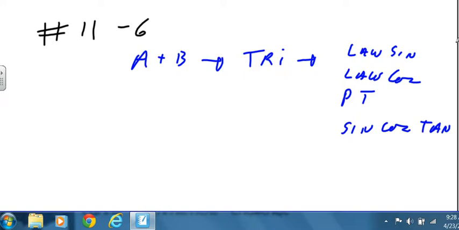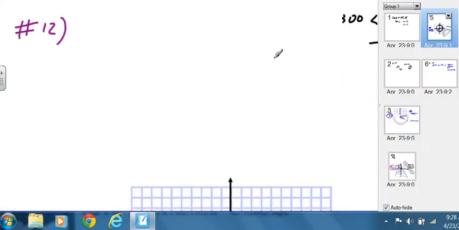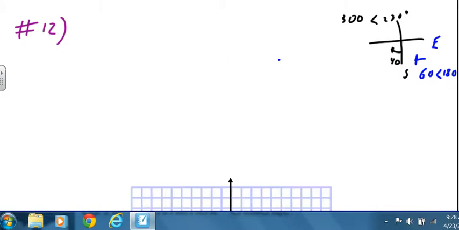So let's move back for a moment to look at the last graphing problem. The last graphing problem said 300 angle 230 plus 60 angle 180. That's what the problem said, right? So I'm going to take out my calculator. I'm going to hit the on button.